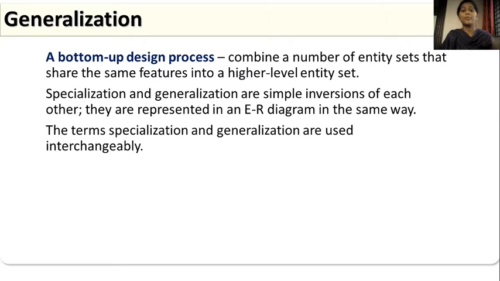Generalization is a bottom-up design process, whereas specialization is a top-down design process. In a bottom-up design process, we combine a number of entity sets that share the same features into a higher level entity set. Specialization and generalization are simple inversions of each other and they are represented in an ER diagram in the same way. The terms specialization and generalization are used interchangeably.